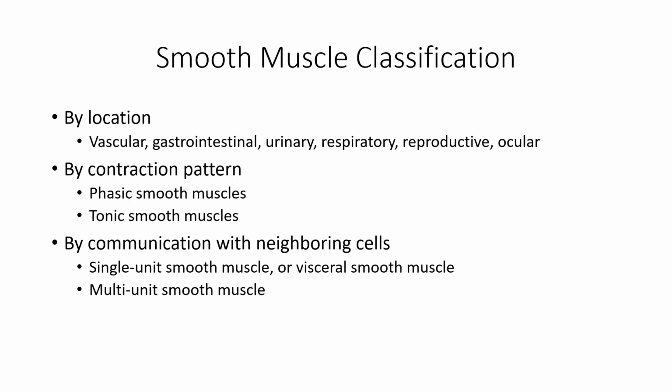Now, as far as contraction pattern, we have two types of contractile patterns. We have phasic smooth muscles and tonic smooth muscles, and I'll show you an example of that on the next slide. And finally, how they communicate, with two classes of smooth muscle. We have what we call single unit smooth muscle. Sometimes we refer to these as the visceral smooth muscles, in which they act as a single unit. And then we have these multi-unit smooth muscles, in which they're able to contract individual cells.